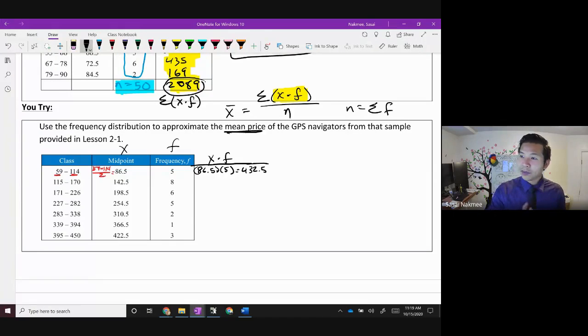You guys get the rest of them for me? I'll give you guys about a minute. Can you multiply all the midpoints with the frequencies and write them down onto your pair deck for me? Let's go with a minute and a half. And then I'm going to cheat and just write off you guys.